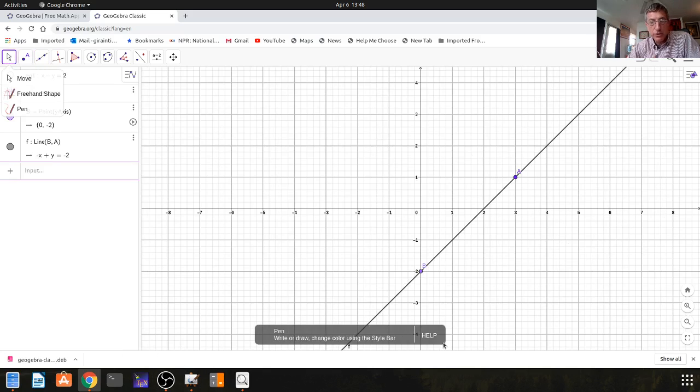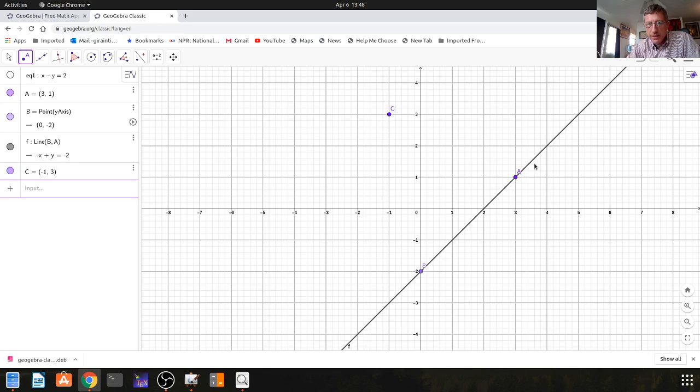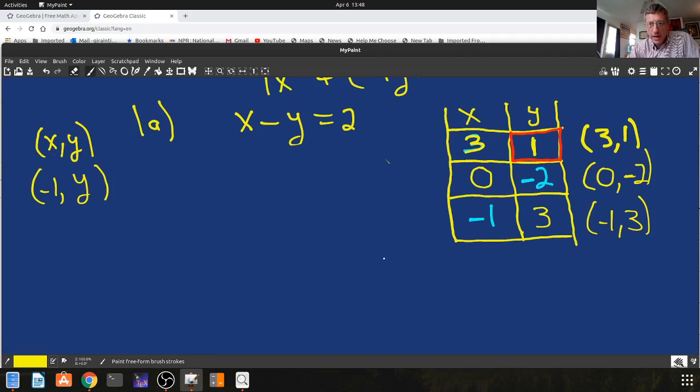So this is good, because my point that I had written down is minus 1 and 3, and this is minus 1 and 3 up here, and you can see that it does not lie on this line. So let's go back and find our error. My error came right here. I have minus 1 and 3, so let's do it again and see what I did wrong.